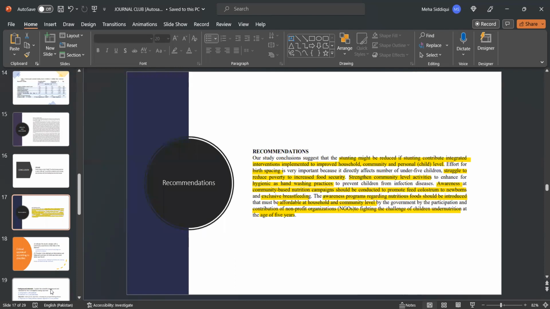Recommendations. Our study conclusions suggest that stunting might be reduced if integrated interventions are implemented to improve household, community, and personal level factors. Effort for birth spacing is very important. Struggle to reduce poverty to improve food security, and strengthen community level activities to enhance hygiene, such as hand washing practices, to prevent children from infectious diseases. Awareness and community-based nutrition campaigns should be conducted to promote feeding colostrum to newborns and exclusive breastfeeding. Awareness programs regarding nutritious food should be introduced, and nutritious food must be made affordable at household and community level by the government, with the participation and contribution of NGOs, to fight the challenge of undernutrition in children under the age of 5 years.